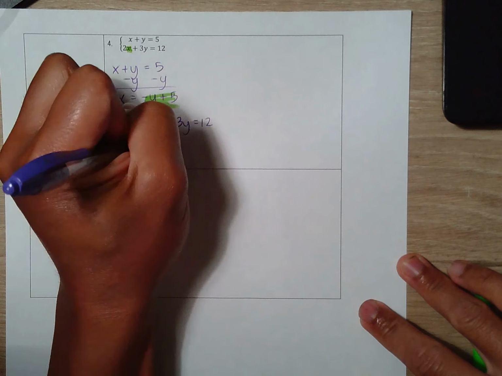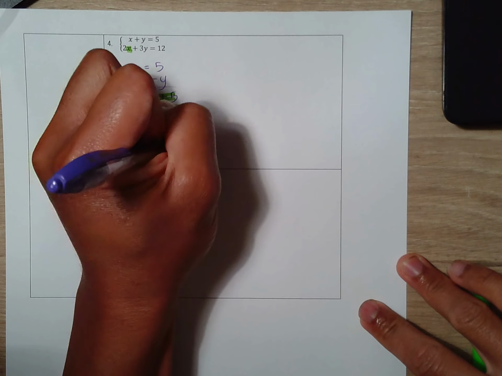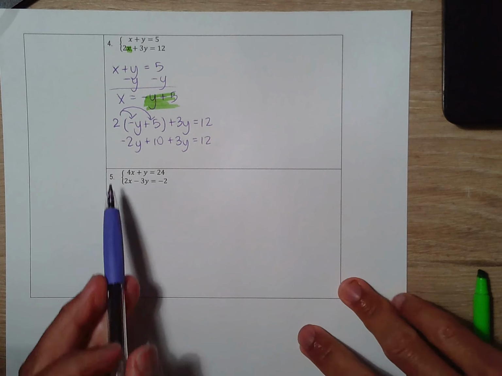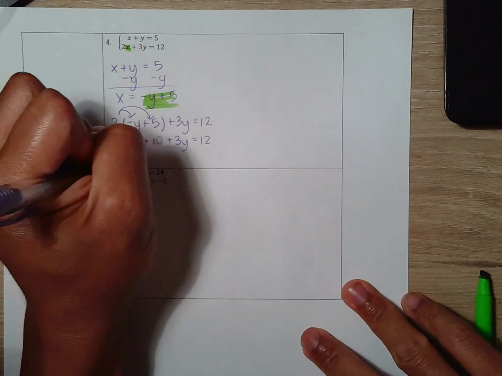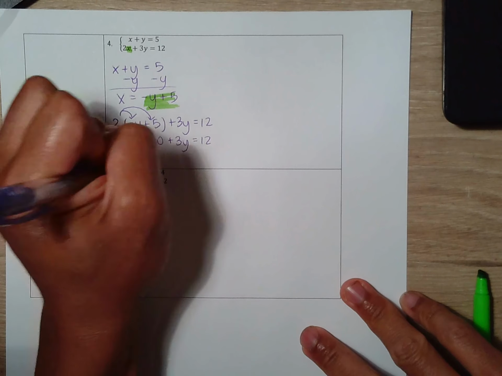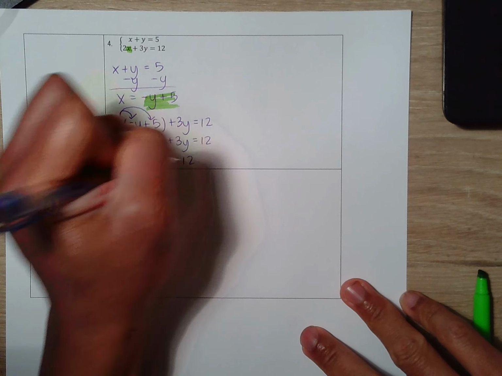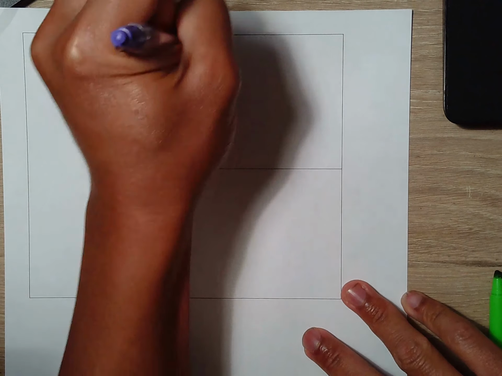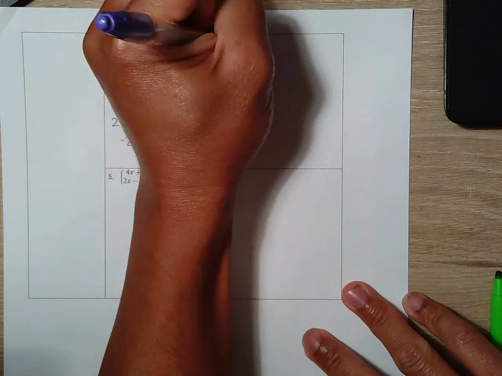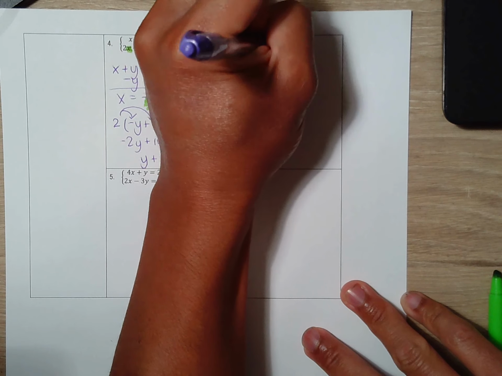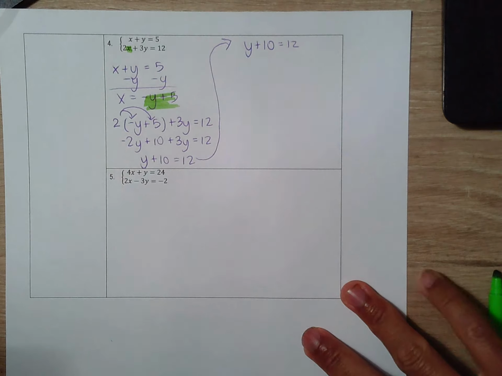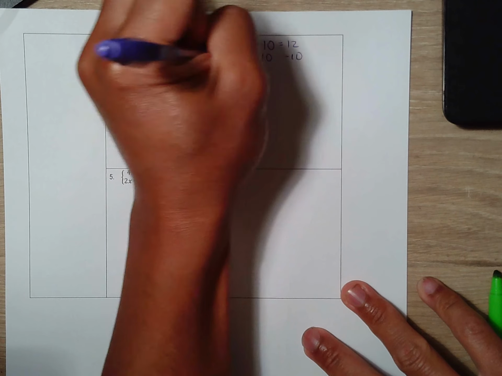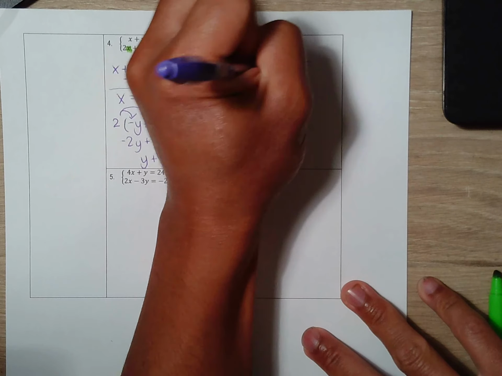And then we bring down the plus 3y, and that's going to be equal to 12. All right, now combining like terms, we get y plus 10 is equal to 12. Sorry, I should have written smaller. Let me just bring this up here. Y plus 10 is equal to 12. And then subtracting 10 from both sides, we get y is equal to 2.